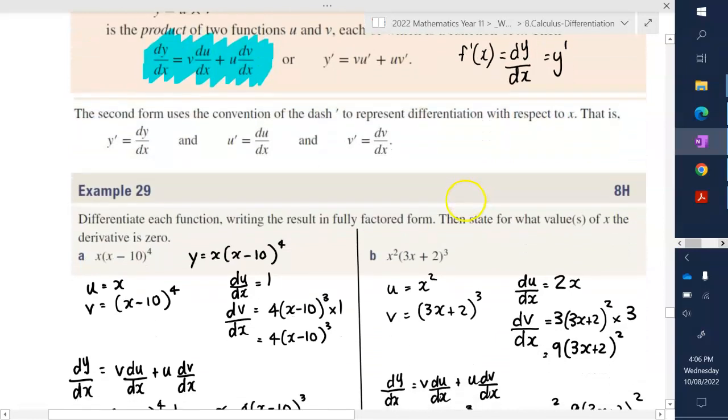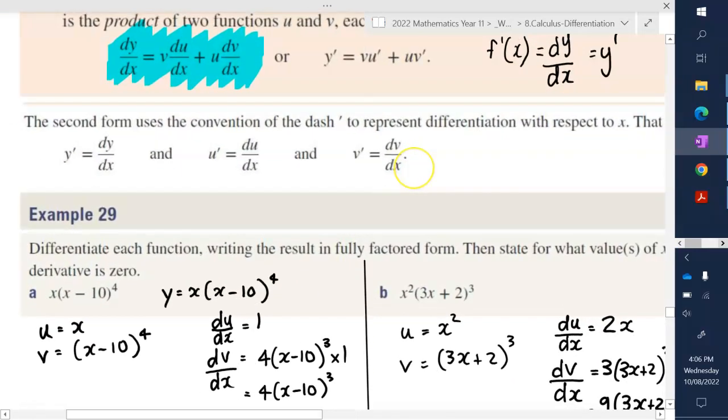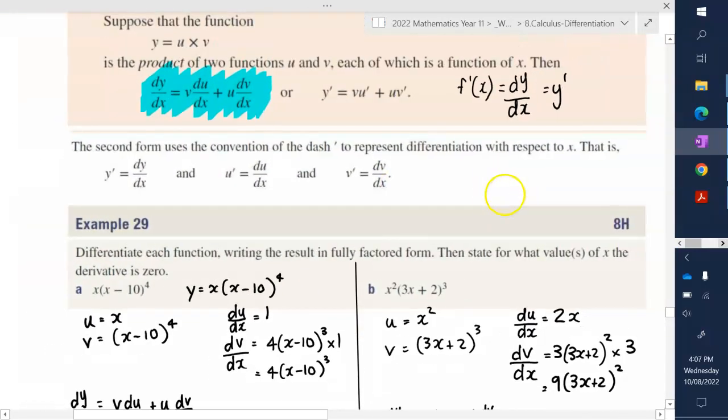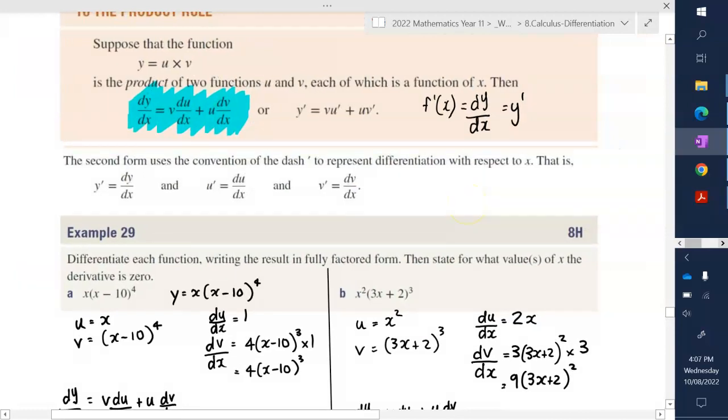Okay, let's scroll down and have a look at our question. I've worked it out here, but I'm going to write the solution as we go over to the right a little bit. Example 29. Differentiate each function, writing the result in fully factored form, then state for what values of x the derivative is 0. There's actually three parts to that question. We're going to do each part singularly, and then we'll have the question all done. So step one is differentiate each function.